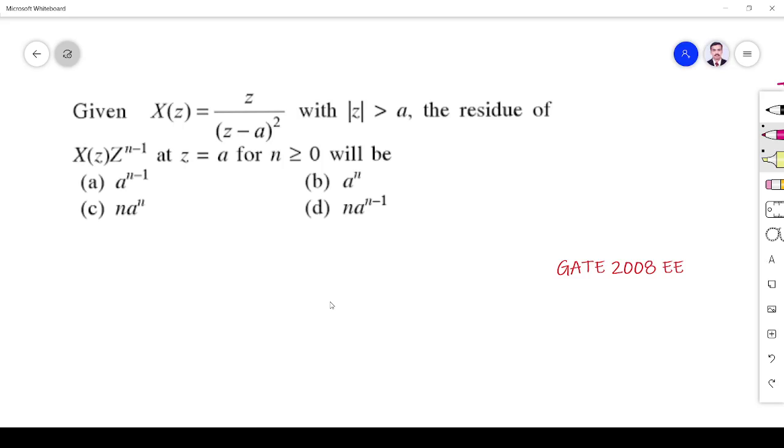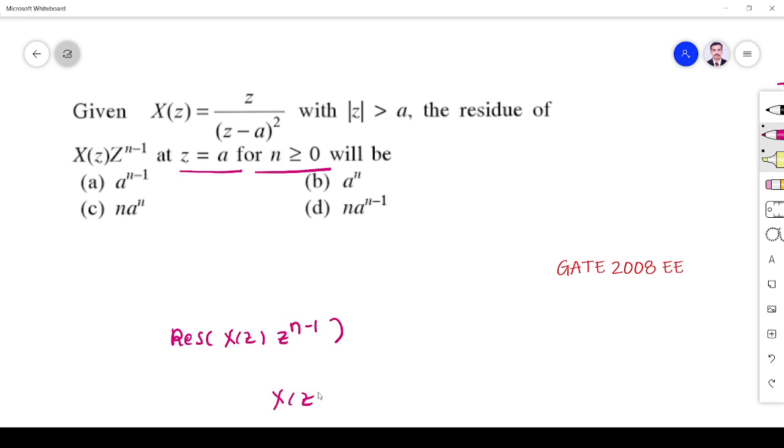Hi friends, in this video let us solve the transform related question asked in GATE 2008 EEE paper. The question is given X of z is equal to z by (z minus a) whole square with mod z greater than a. The residue of X of z into z power n minus 1 at z equal to a for n greater than or equal to 0 will be. So what we have to find is the residue of X of z into z power n minus 1.